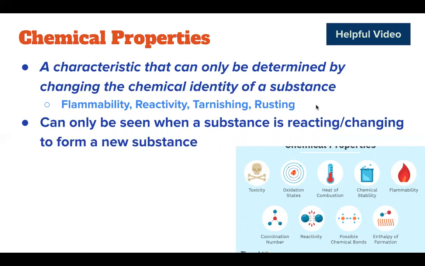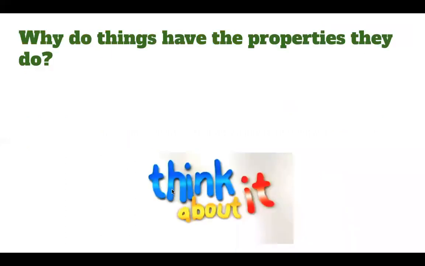Those things can only be seen while they're going through that process of reacting with something, whether it's oxygen, fire, another chemical. That's how you notice chemical properties. They can only be seen when a substance is reacting or changing to form a new substance. In the bottom right-hand picture, you can see all the different types of chemical properties that are out there. If this is confusing, go ahead and watch a helpful video. I've got a link to it in the corner. You'll have to go to the slides to see it though.